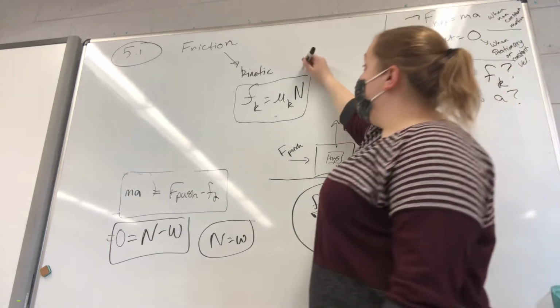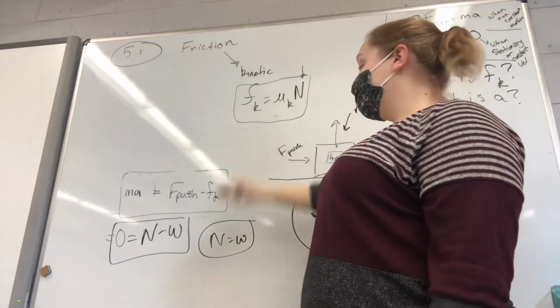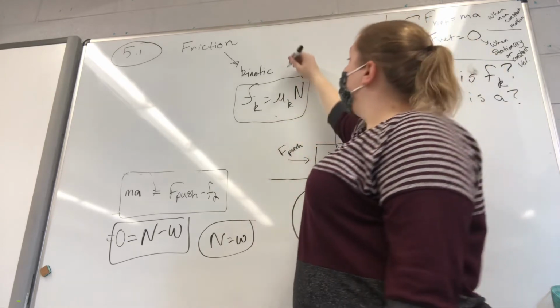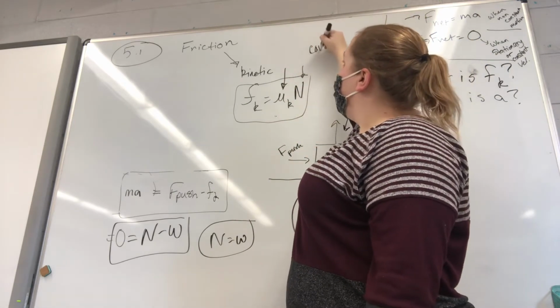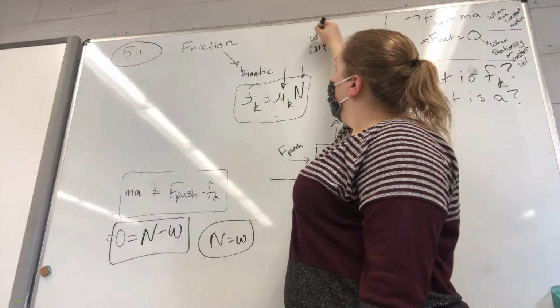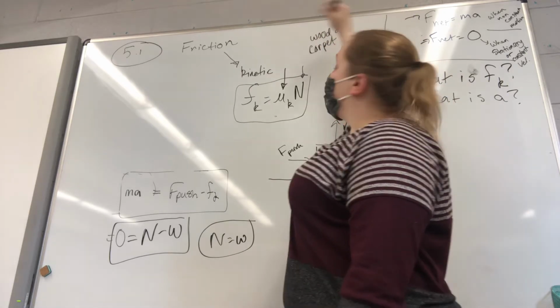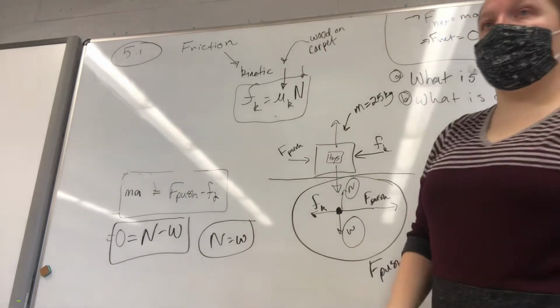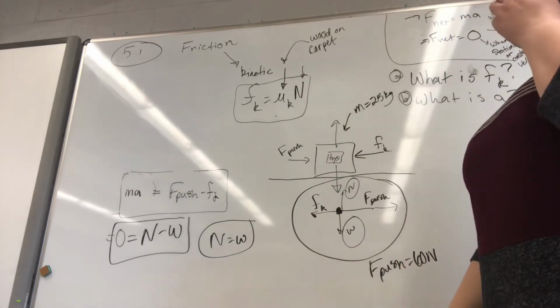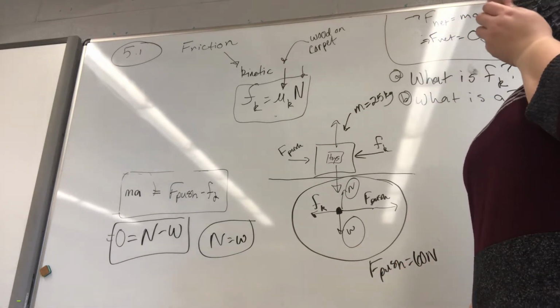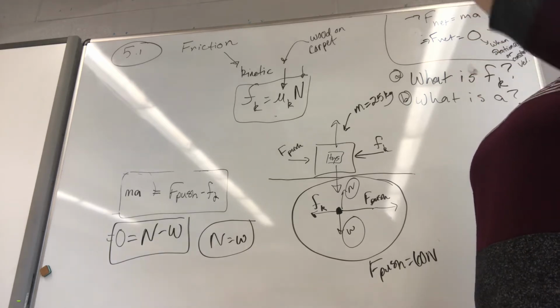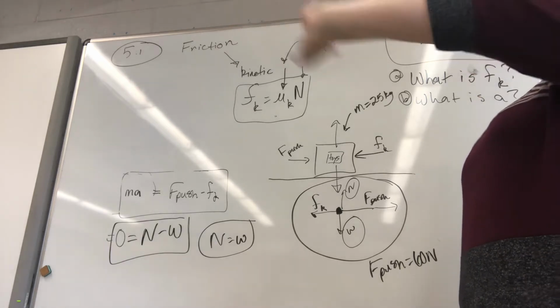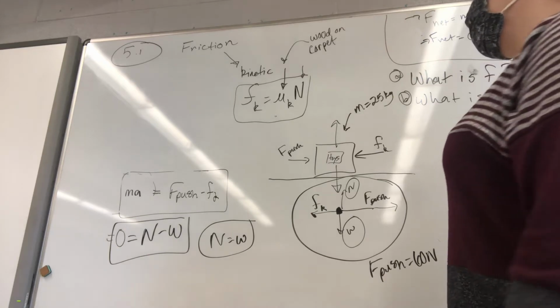So we're probably going to need N, right? We have an expression for N equals W. We also need mu K, and we were told it was carpet. It was like wood on carpet, right? Okay, so we got to find a mu K for wood on carpet. Oh, and the chart? So someone look at the chart, whoever has their computer open, find the coefficient of kinetic friction for a wood box on carpet, and then the rest of you solve for normal.